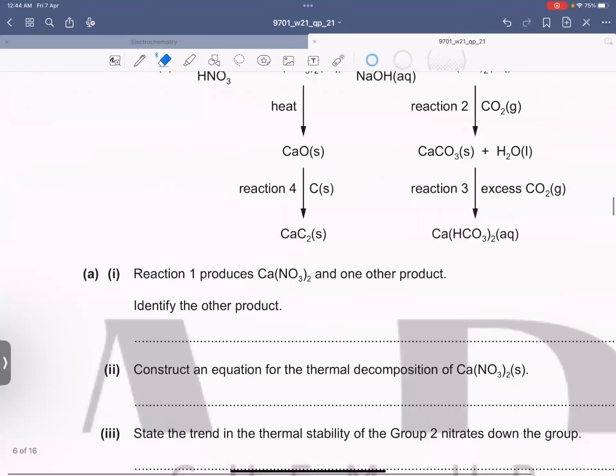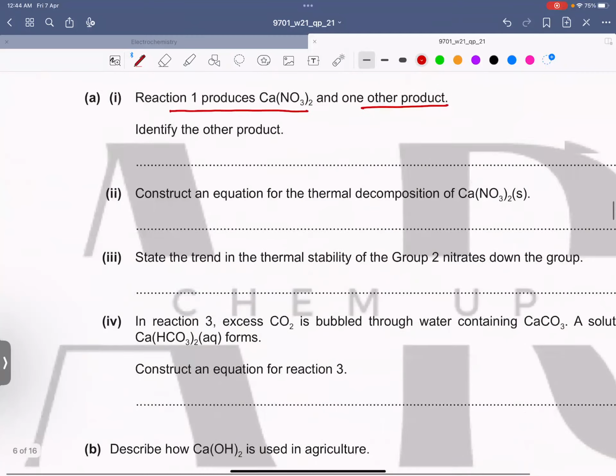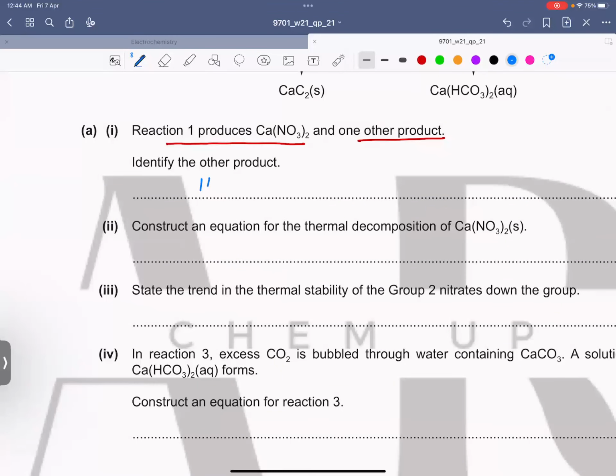So what they are asking: reaction 1 produces calcium nitrate and one other product, identify the other product. If you look at reaction 1, the other product must be hydrogen gas because an element is being reacted. So we will write hydrogen gas. Is this clear? Yes, sir.